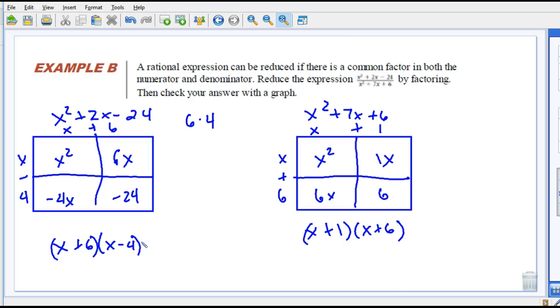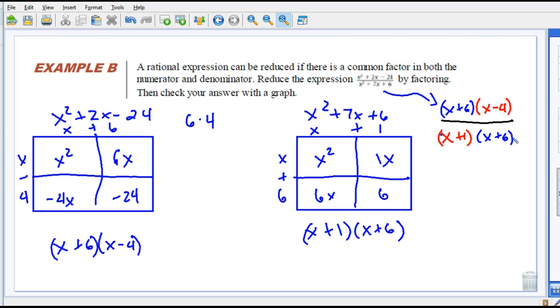Okay, so now what I have is this is the numerator, this is the denominator. So I'm going to rewrite this expression over here. So on that top, which is this first box, I get x plus 6 times x minus 4. And I just wrote them separately. Alright, different colors. And then we're going to do the same thing over here. We have x plus 1 times x plus 6.